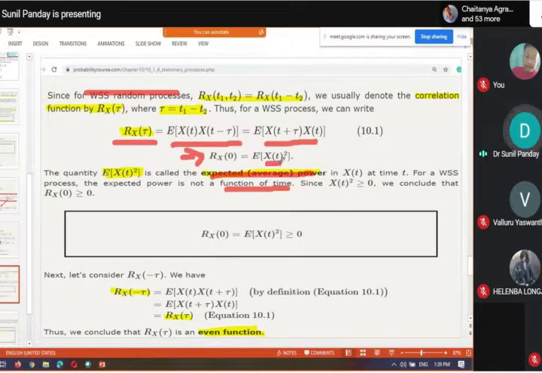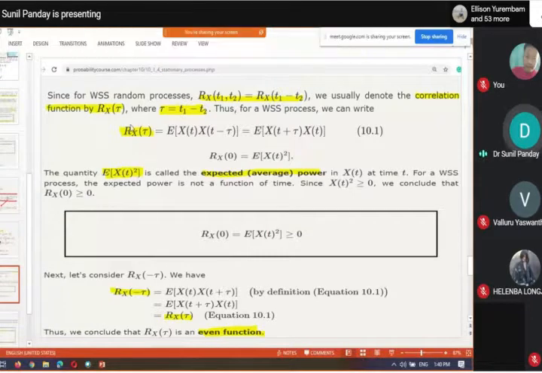And since you are calculating the expectation of x(t) square, this is positive. When we calculate an expectation, we multiply the quantity by its probability and add over the range. Here the probabilities are positive and x square is positive, so finally the expectation of x square turns out to be positive. And if the expectation of x(t) whole square is positive, it means Rx(0) is always greater than or equal to 0.